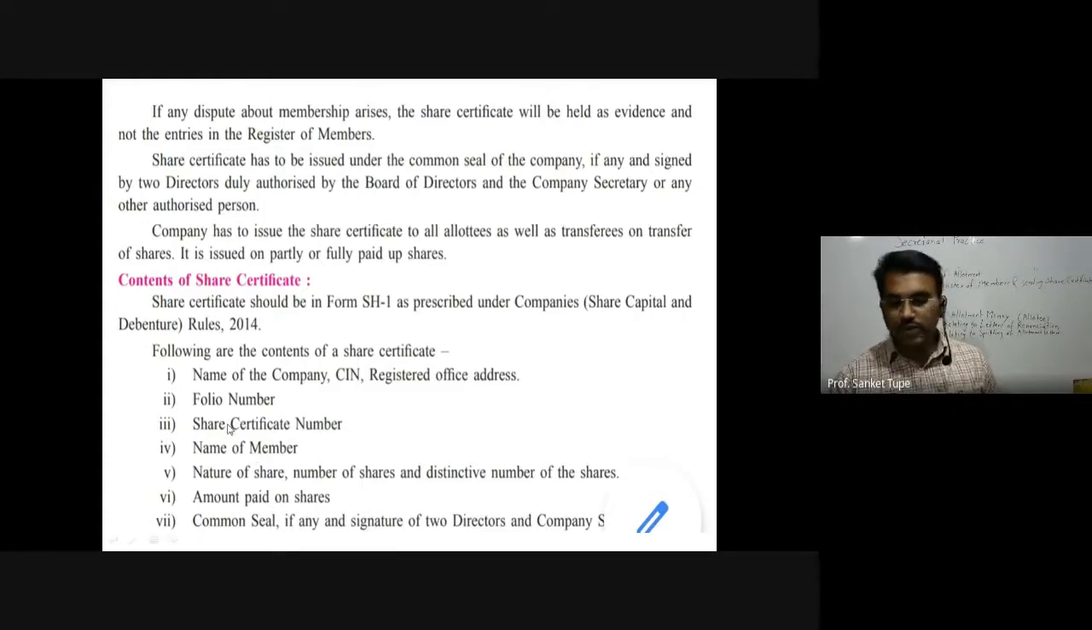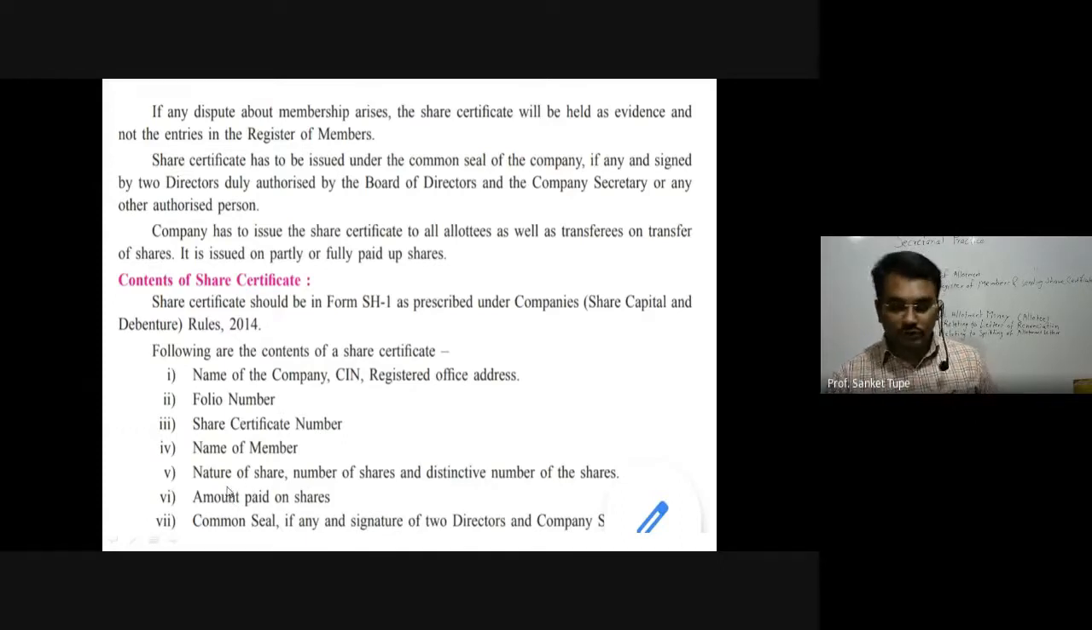The name of the member is also provided, and the share certificate is in printed format. Then the nature of shares, number of shares, then distinctive numbers of shares. Number of shares means what? It is a quantity. Distinctive number means what? From, say, 1001 to 1100, it is for 100 shares. So those distinctive numbers are necessary.